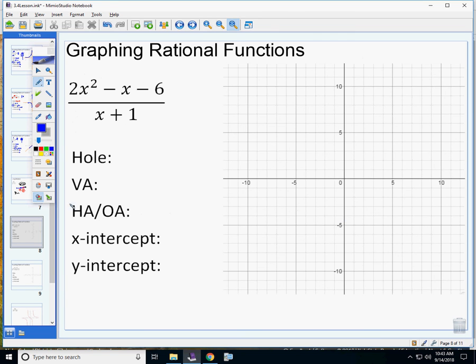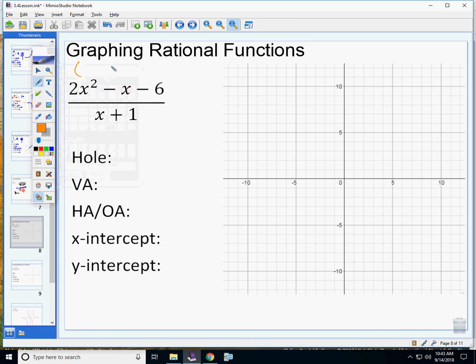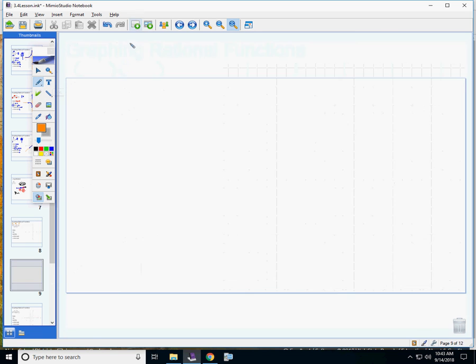Alright, here's another function. We've got 2x squared minus x minus 6. To find the hole, we would need to factor the top. So factoring the top, recall that you can either factor by grouping or factor by diagram method. So if I have 2x squared minus x minus 6, most students liked the grouping method, so I'll quickly go through that. 2x squared minus x minus 6.